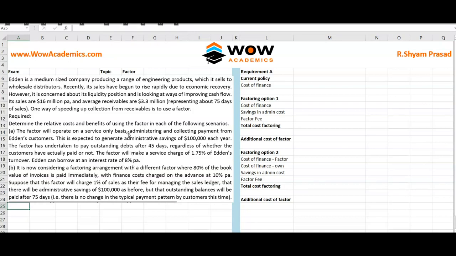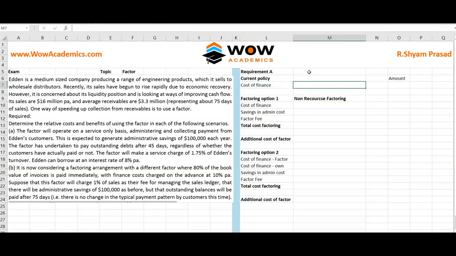So this factoring actually is a part of non-recourse factoring. So that is financing option 1. So the amount that we are going to use is the actual amount which is given in the sum. So that's how we are going to do it.